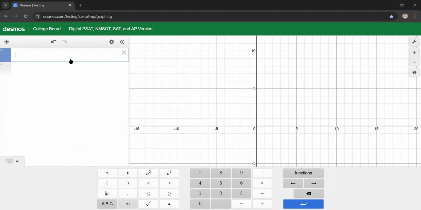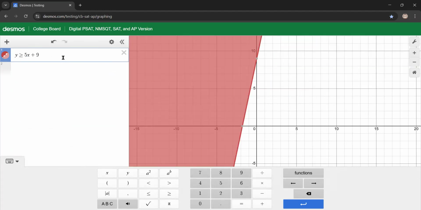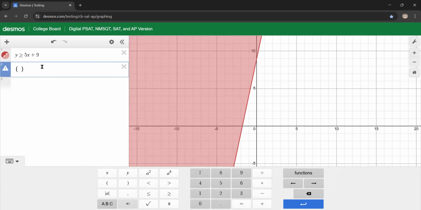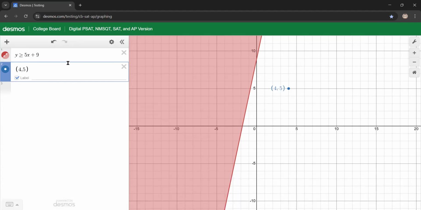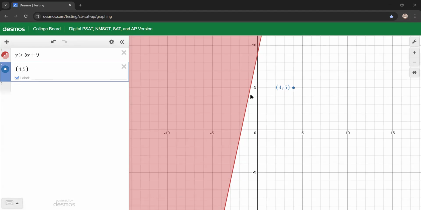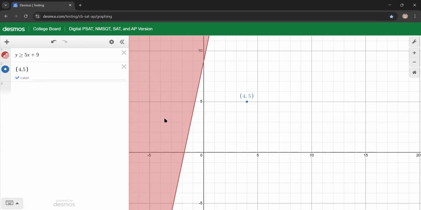Let me close all of them. You have an inequality. Y is greater than or equal to 5x plus 9. And you want to check whether your point is in the solution region or not. So just write your point, 4, 5. Label it. Oh, it's not in the solution region. Okay, now this point was pretty visible, but yes, this is also helpful sometimes if you're not able to locate the point, or maybe the point is very close to the graph, maybe in decimals or something. That time it might come in helpful.